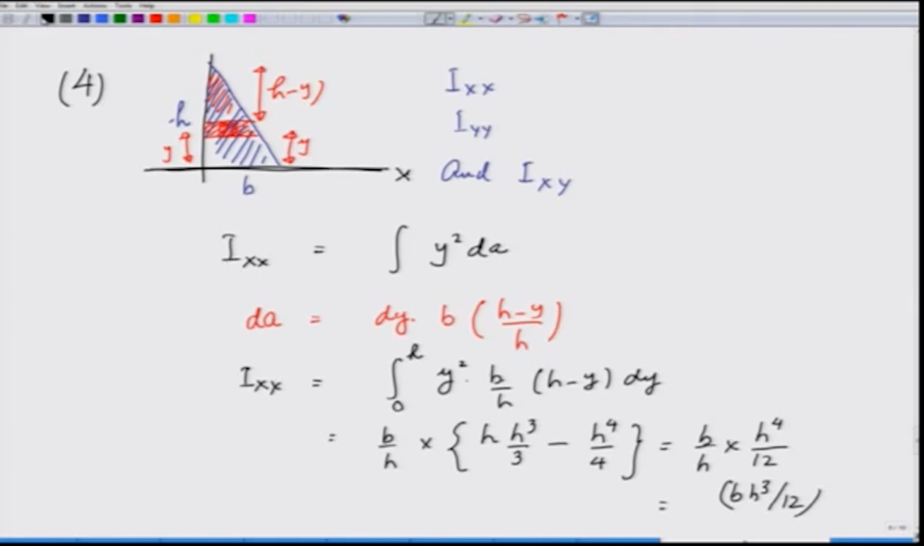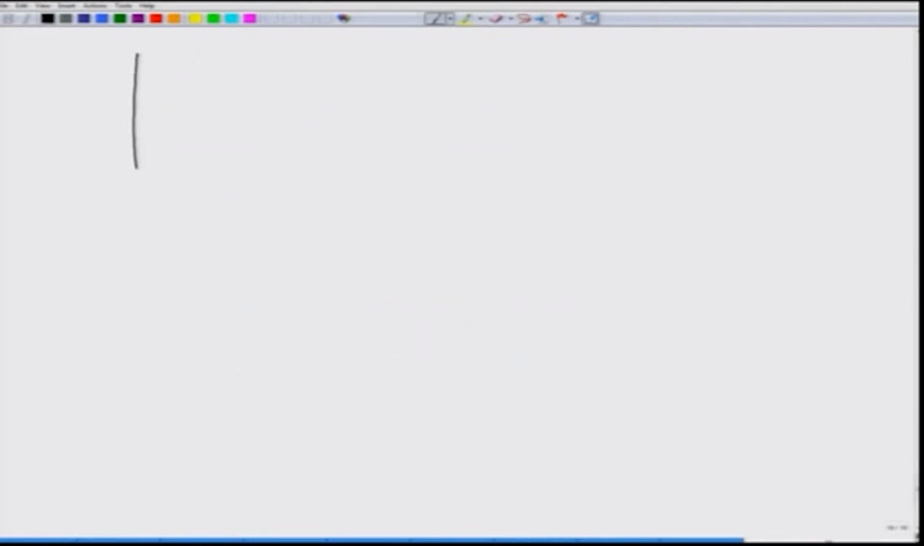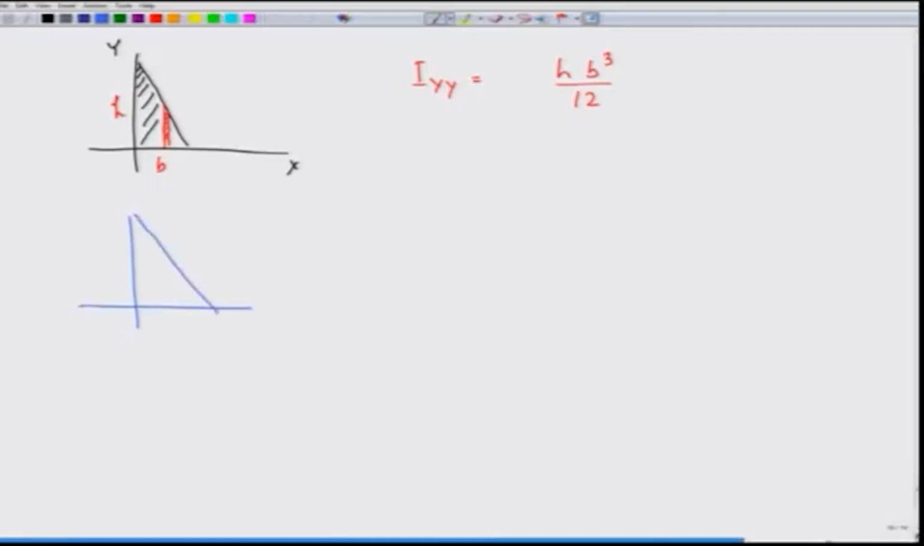The same calculation can be repeated for the y axis, except in this case we will take the area to be like this, and I will leave that exercise for you to show that Iyy would beautifully come out to be h b cubed over 12. It's exactly the same exercise. And finally, let us calculate Ixy, which is nothing but integral x y dA.